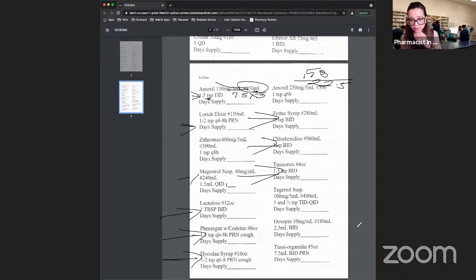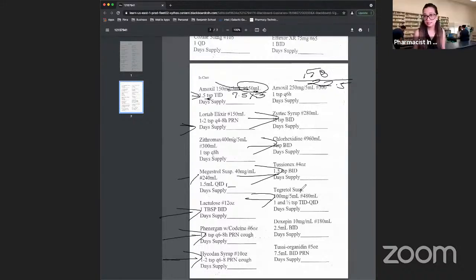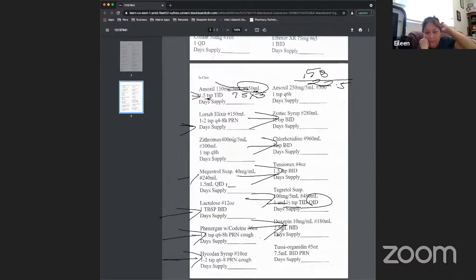Tussionex, 4 ounces. Back to you, Nicole. For Tussionex, that's 8 days. She said 8 days. Hands up. Okay, very good. Jess, back to you. Tegretol suspension. 16 days. Who says 16 days? Always pick up the max. So pick up the QID. 1.5 teaspoon. Okay, just to be clear. Okay, Doxepin, 180 ml. Eileen, 36 days. Who says 36 days? Hands up.